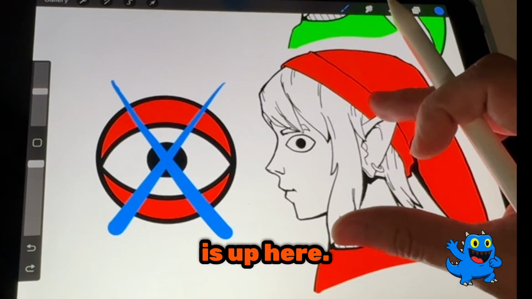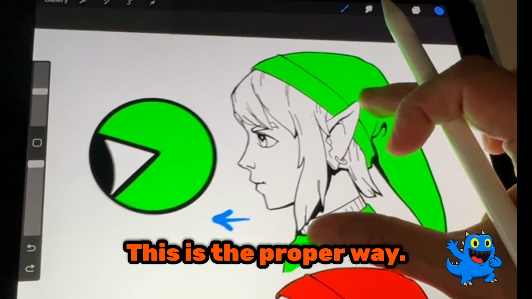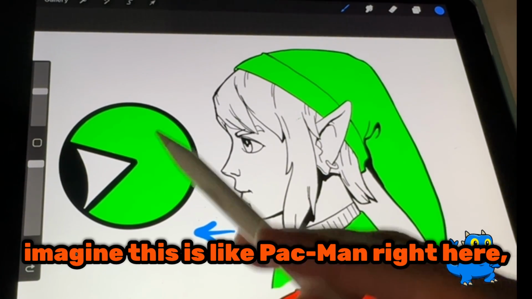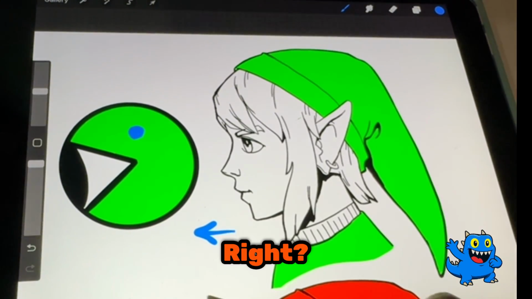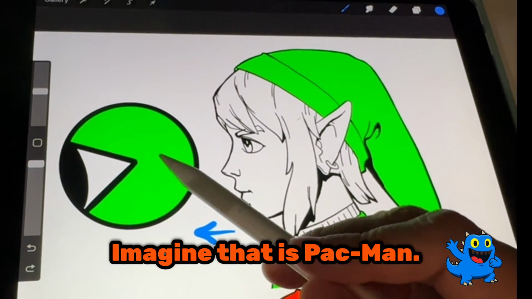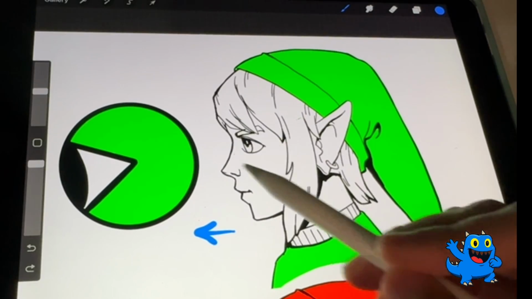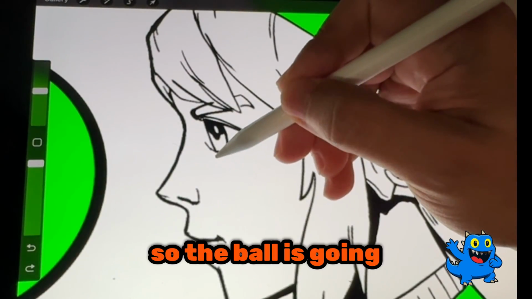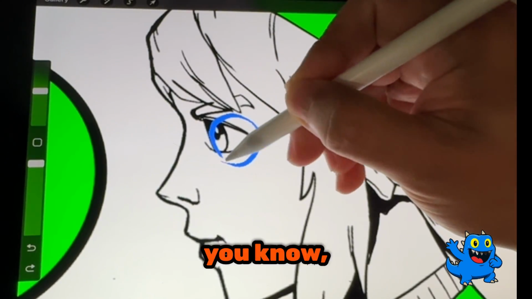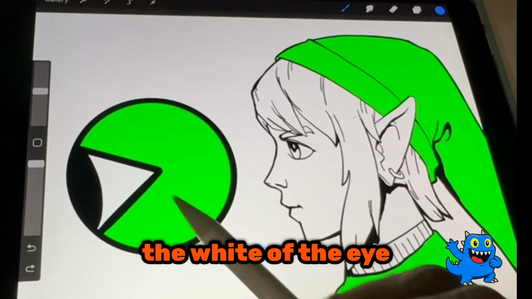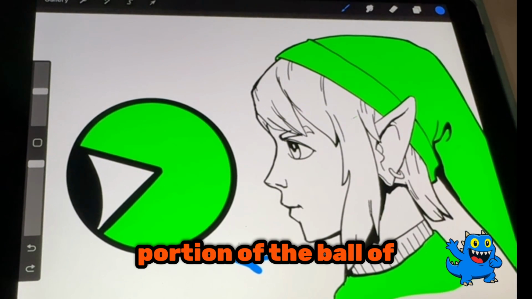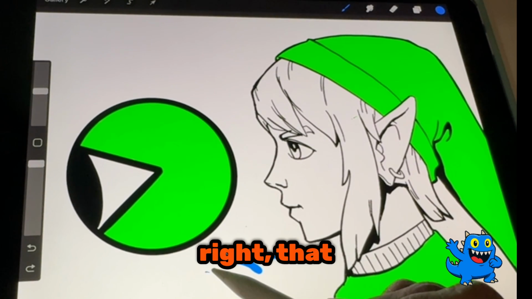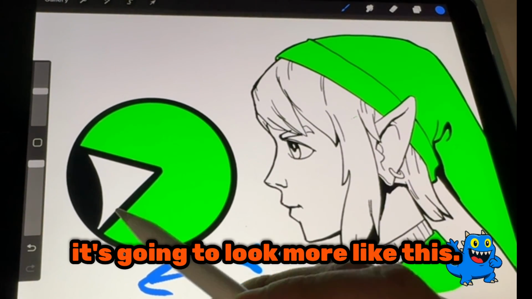The proper way is up here. This is the proper way. It has this shape more. So it's more like, imagine this as like Pac-Man right here, right? Imagine that as Pac-Man. You have the ball of the eye in there. So if you look at him in general, the ball is going to be like over here, you know, like that. What's happening is the white of the eye is just an exposed portion of the ball of the eye. So facing that direction, over here, it's going to look more like this.